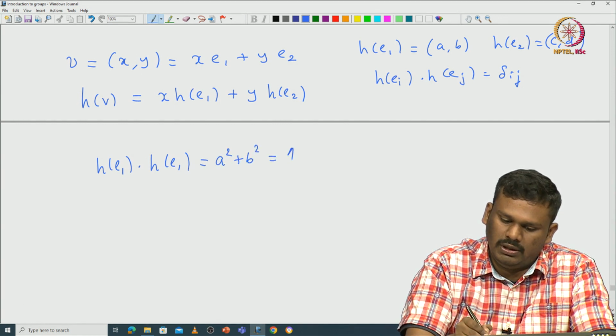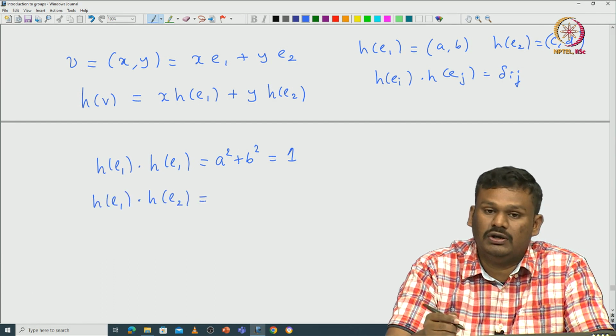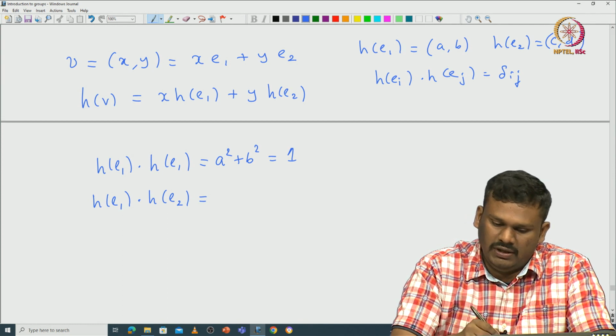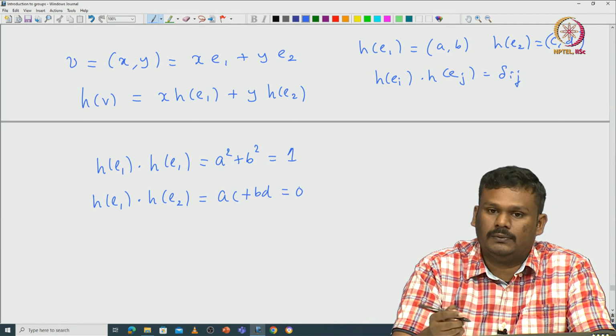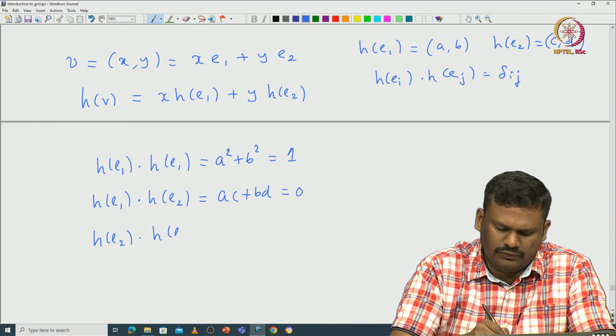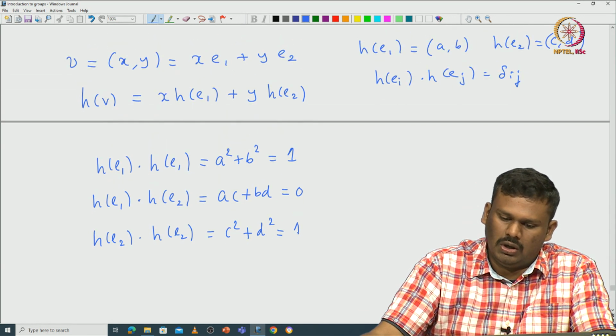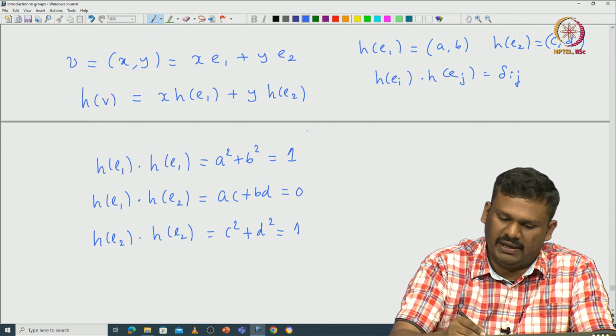So, that is going to be 1. Then if you take H of E1 dot H of E2, we get AC plus BD, which is going to be 0. Now, if you take H of E2 dot H of E2, then you get C square plus D square equal to 1. So, all this can be recorded in the matrix form.